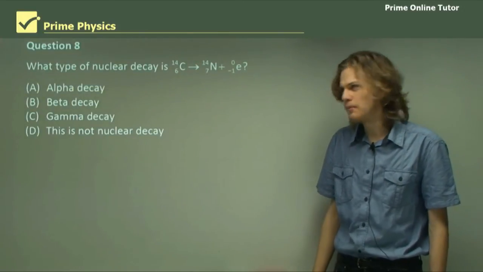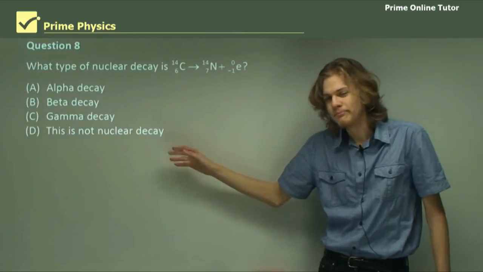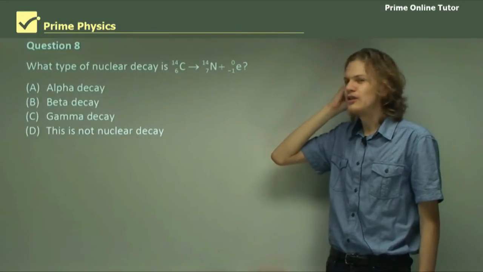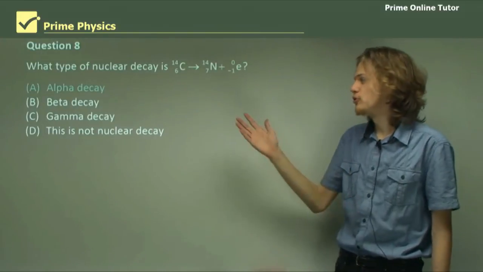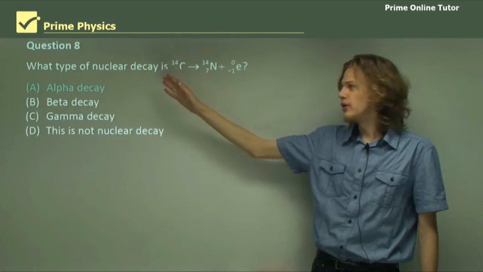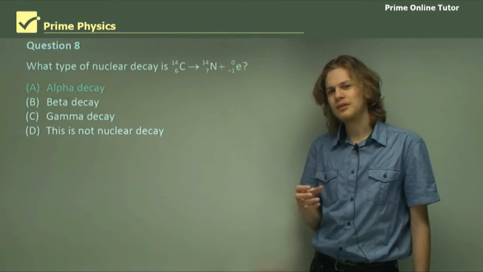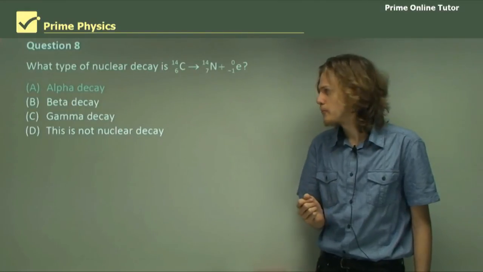Question 8, something similar. What sort of decay is this, if it's decay at all? So in this case, we're not spitting out an alpha particle, so it's not A. We have carbon-14 turning into nitrogen-14 and an electron. So we have an electron coming out of the nucleus.